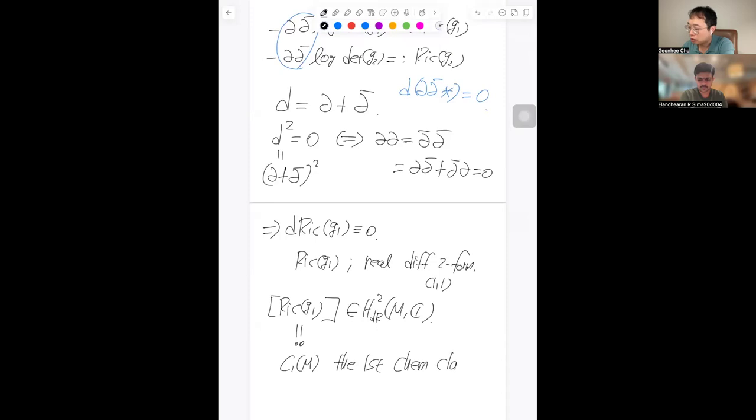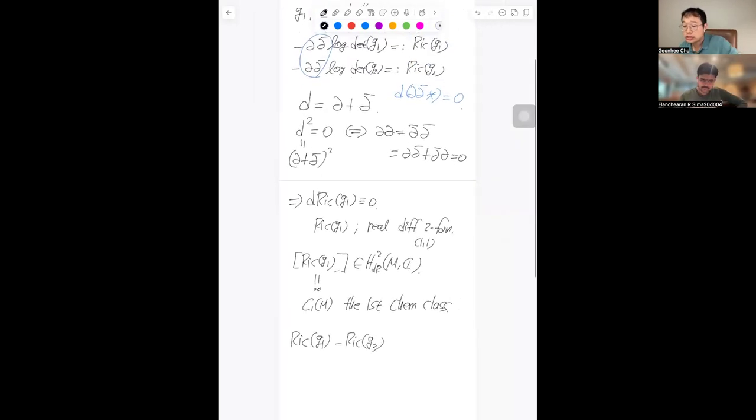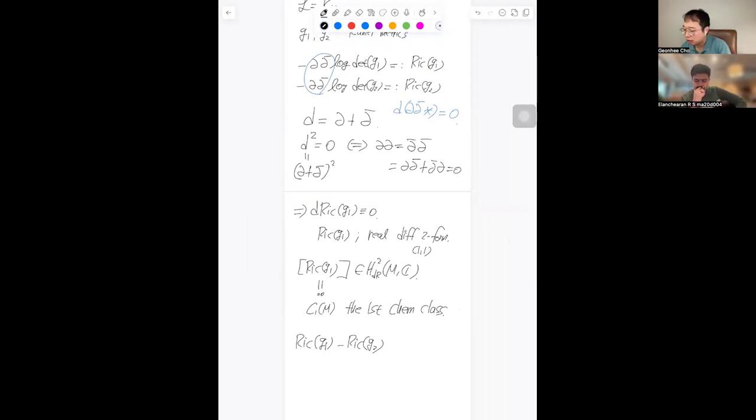And as the notation represents, this actually does not depend on G1. So indeed, if you look at this, then by the description of the negative dd bar of log, you can easily see that this should be equal to negative dd bar of log of the determinant of G1 over the determinant of G2. Is that okay with you?